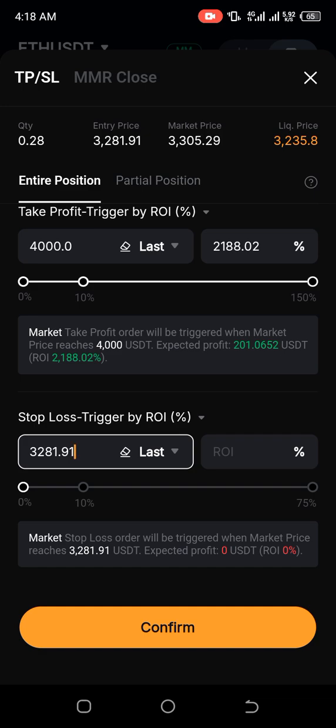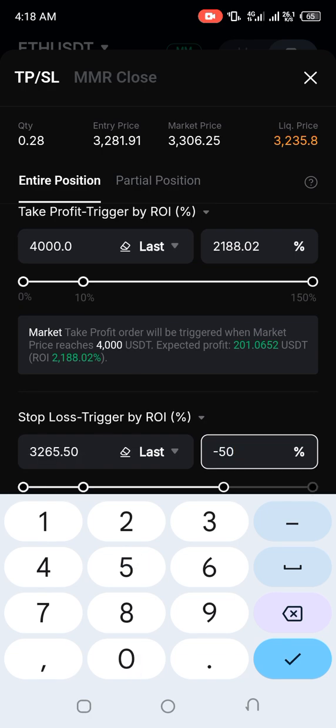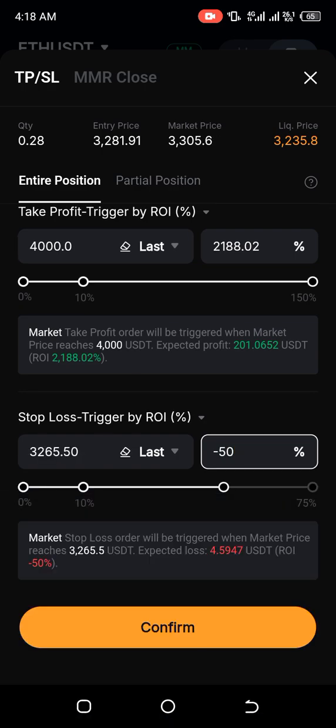Normally, when you are trading, you set a stop loss. Like if I set a stop loss here, let's say I set a stop loss of minus 50%. You see that it will be telling me, because on this trade I think I have around 10 USD, or around 9 point something USD capital here. So if I use a stop order of, let's say, 3265 or minus 50%, it will be telling me here that my expected loss is going to be 4.5947. So that's my loss. I'm going to lose that at minus 50%.